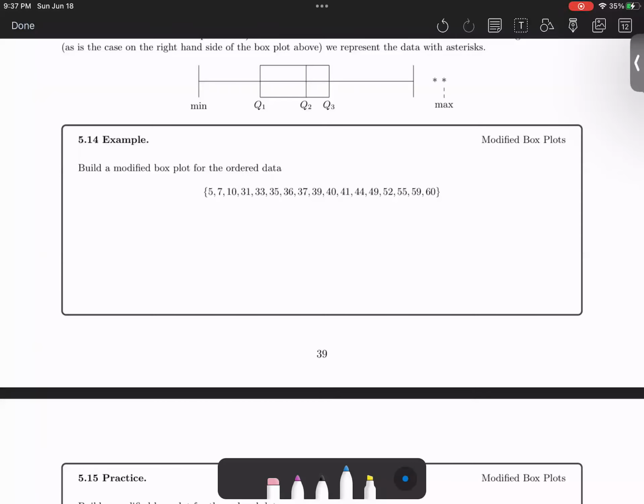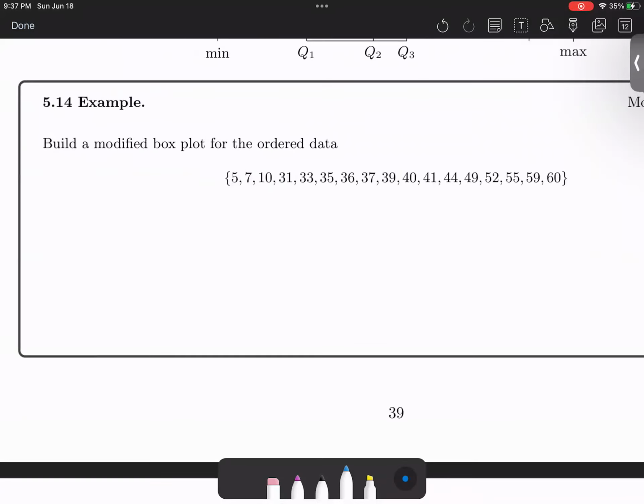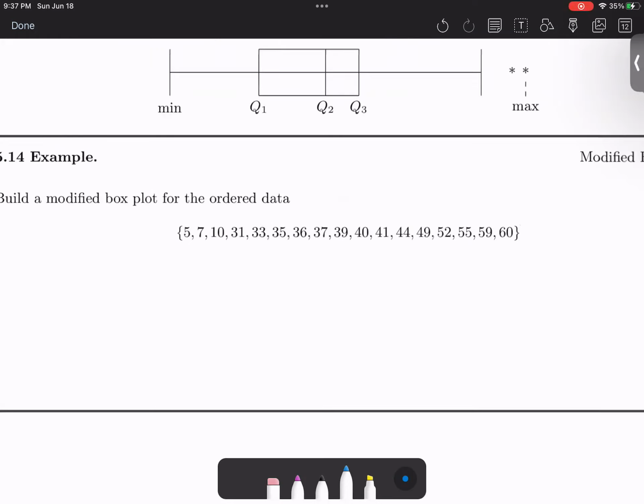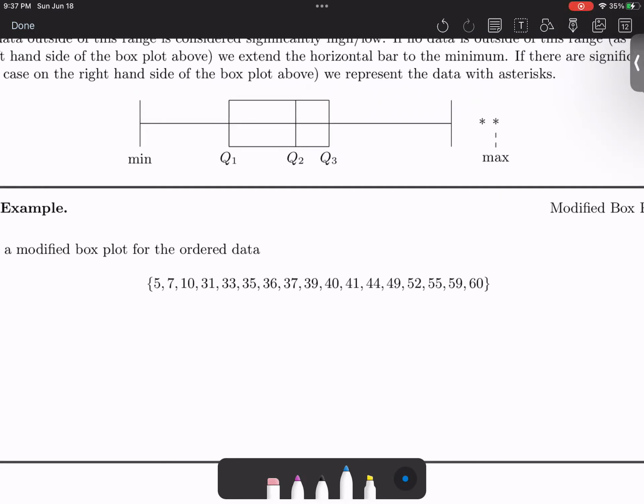Let's build a modified box plot for the data below. So it's going to be almost the exact same thing as a box plot, except our bars are not going to extend, or potentially not going to extend all the way to the minimum and to the maximum. Right? It's going to extend by a distance of 1.5 times the interquartile range. And then anything outside of that we'll consider significantly high or significantly low, and we'll mark that outlier with an asterisk.